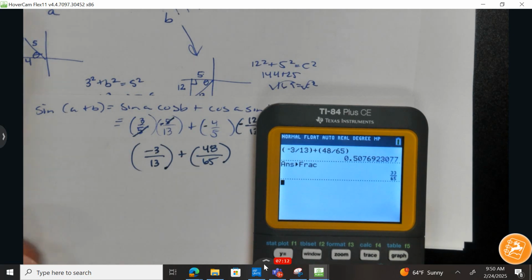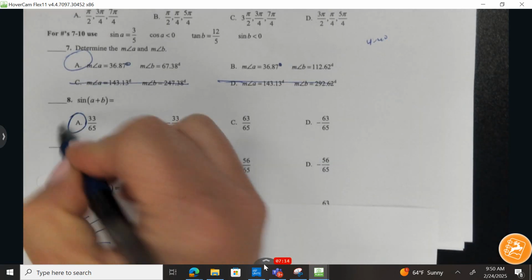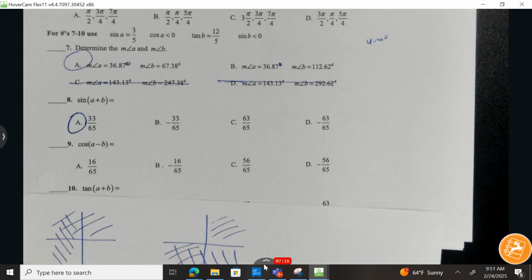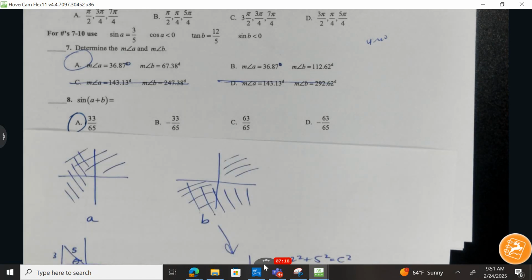We get 33 over 65. Our correct answer is A. Let's go on to number 9. Number 9, let me grab a new piece of paper.